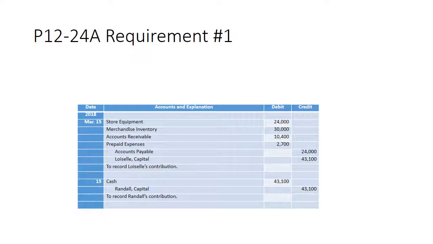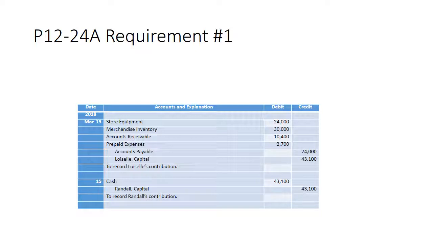In this chapter, we will look at problem 12-24A. In requirement 1, before we start, please read through the problem. Please make sure you tried this problem on your own and then take a look at this answer key.